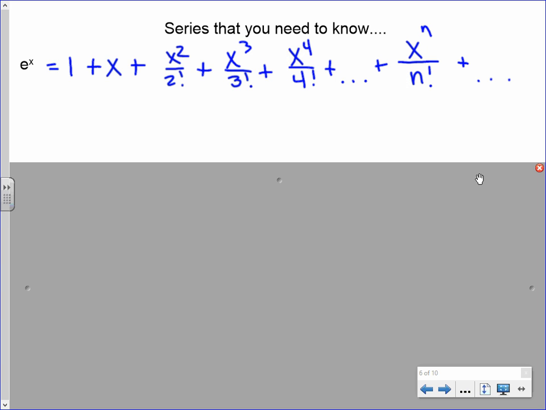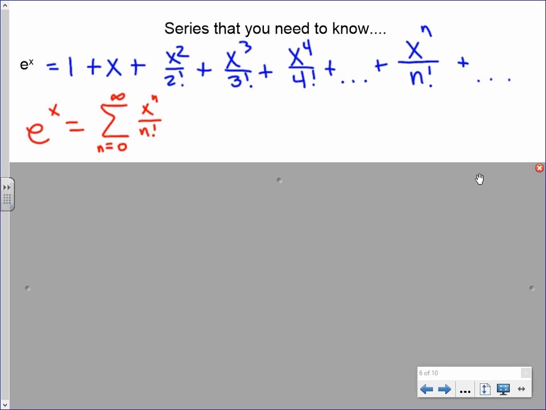You need to know that e to the x is the sum from n equals 0 to infinity of x to the n over n factorial. I'll show you what we can do with that here soon. It's probably the easiest one to remember too.